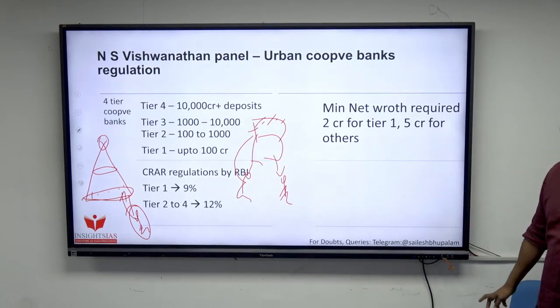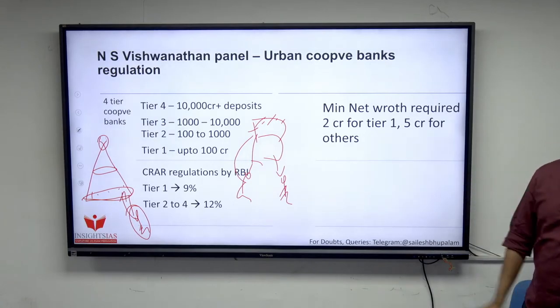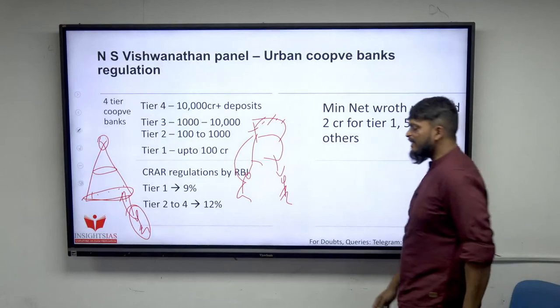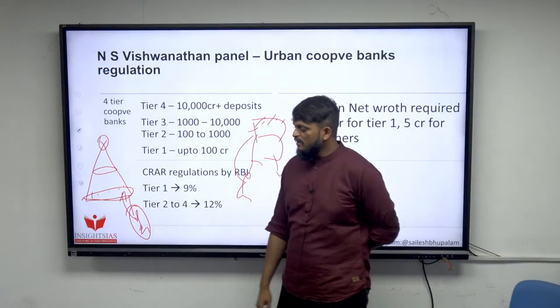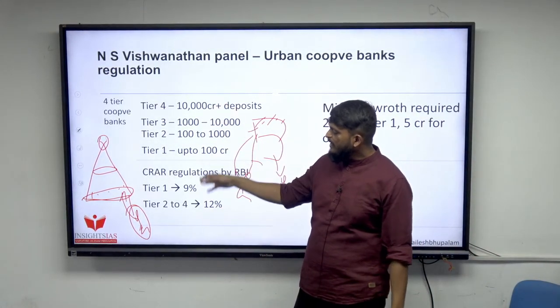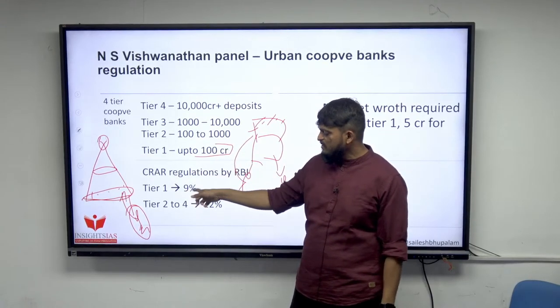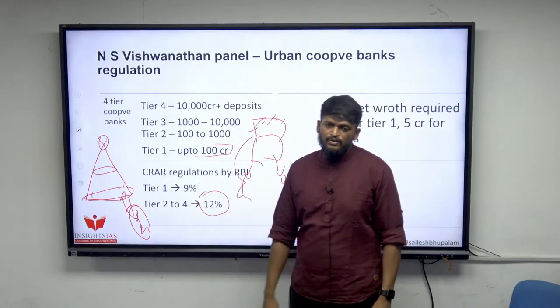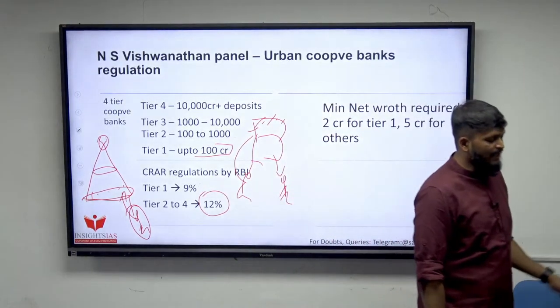Capital adequacy ratio. Capital adequacy ratio is measured by capital to risk weighted assets ratio. Both are the same. RBI has mandated 9% for normal scheduled commercial banks. But in a tier 1 urban cooperative bank, it is 9%. Between tier 2 to tier 4, we have kept 12% capital adequacy ratio necessity. That means they have to keep 12% capital.